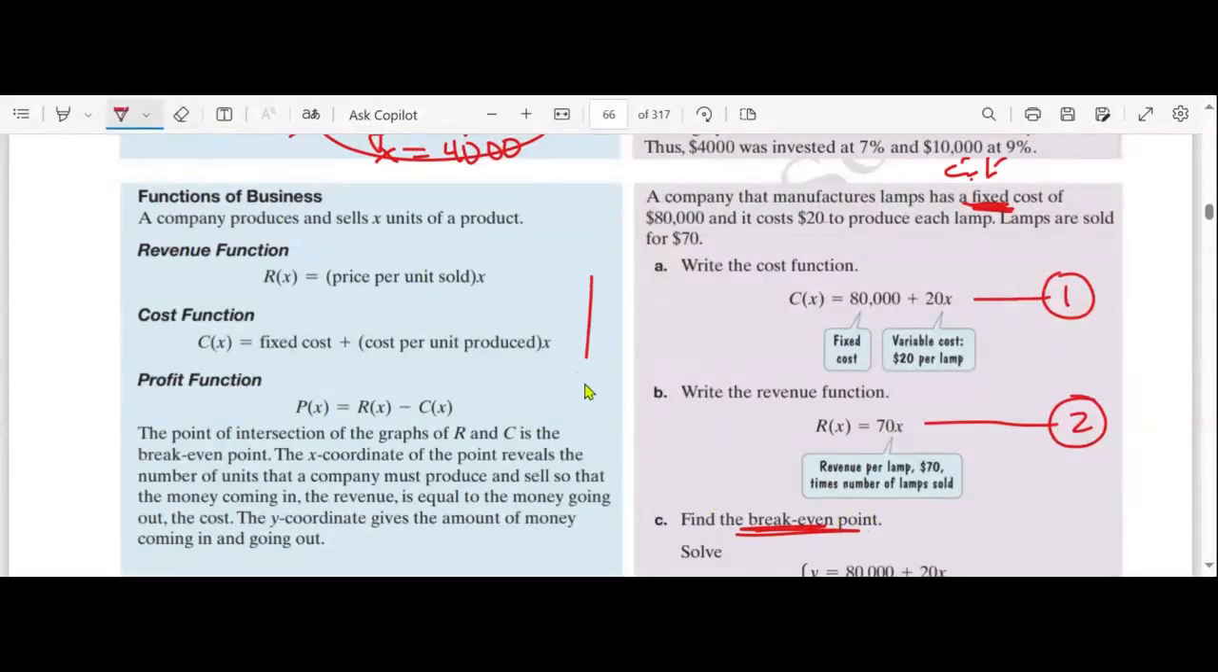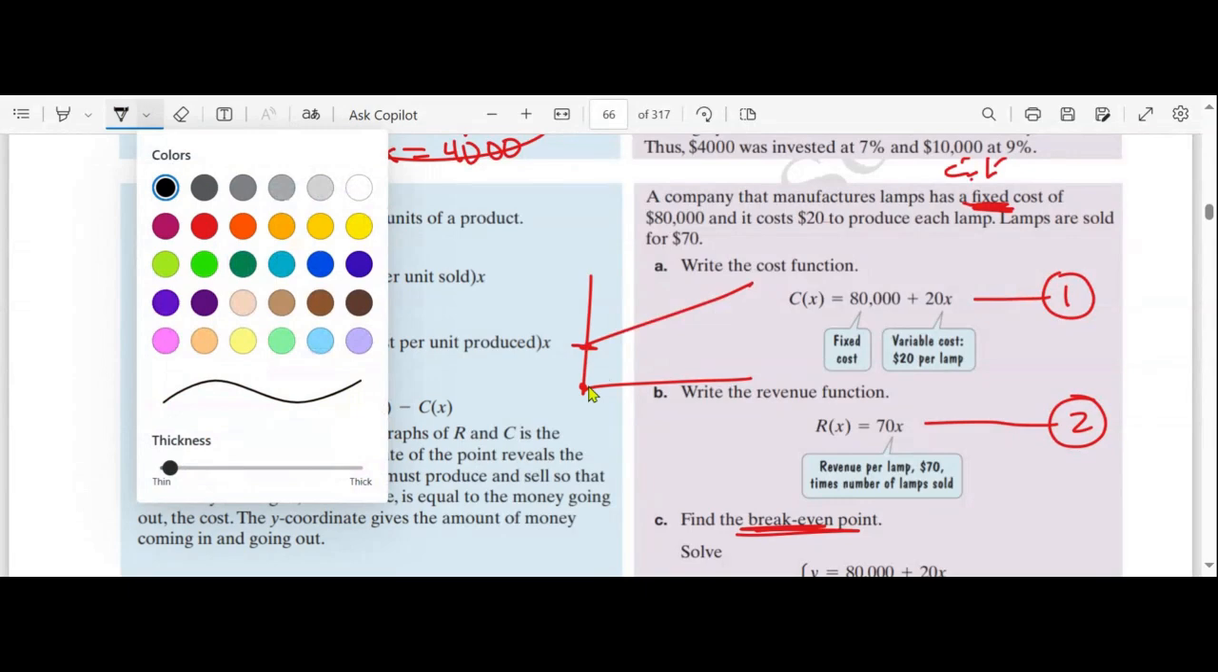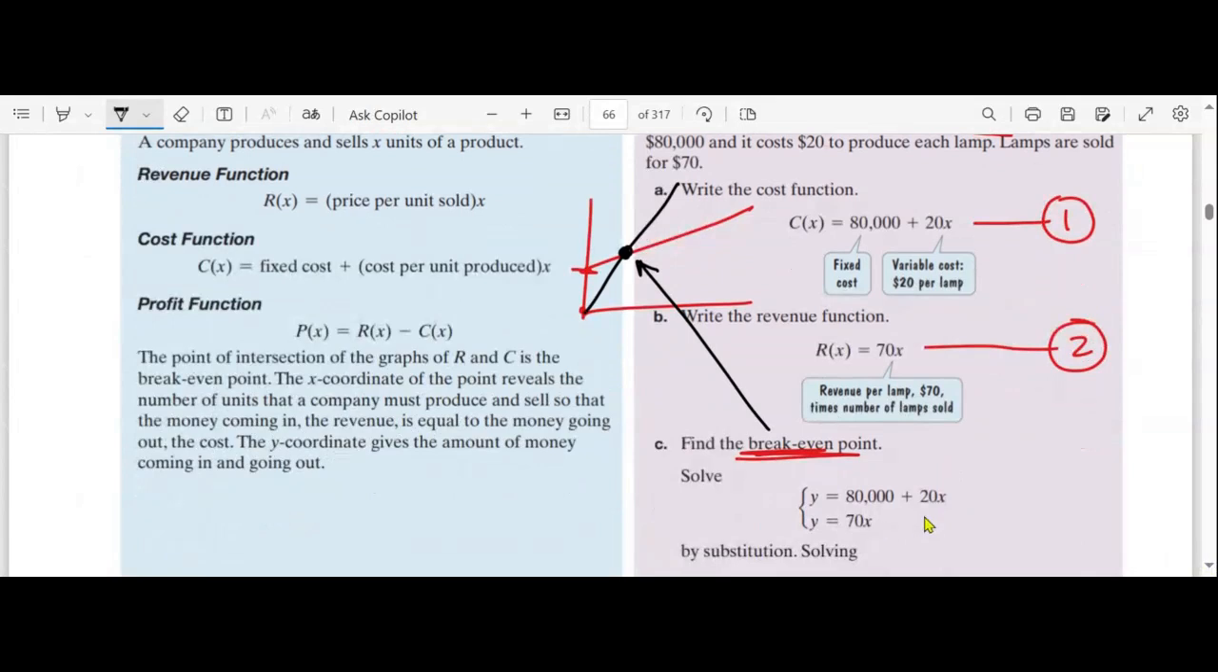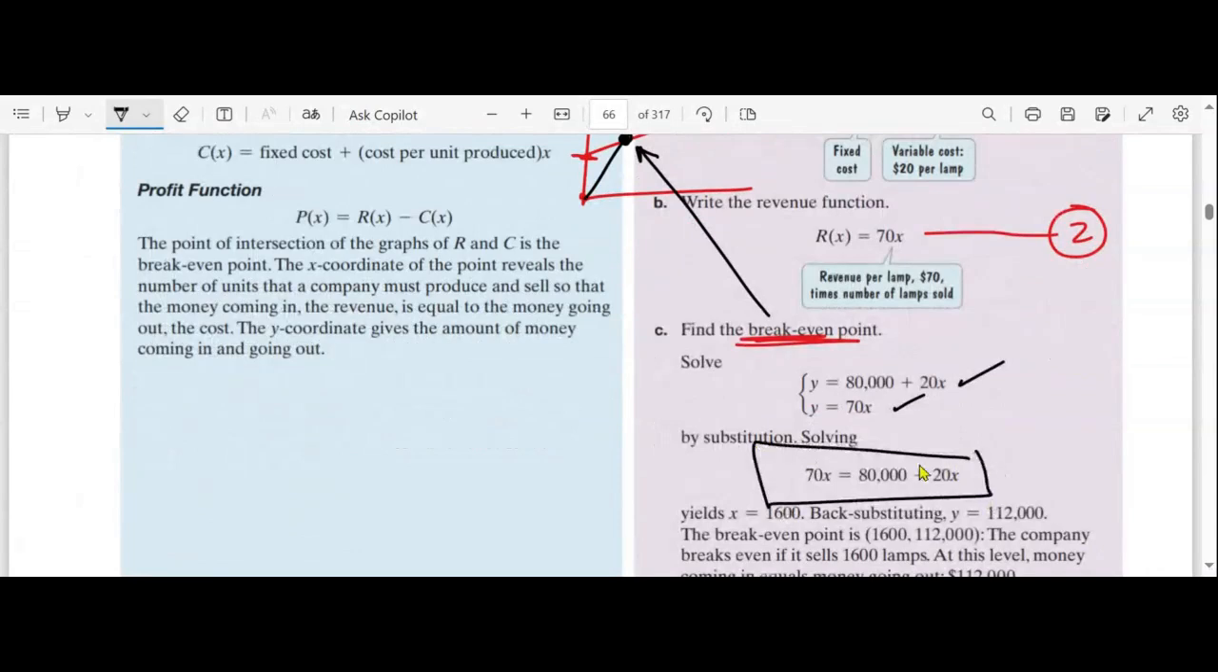What's the break-even point? Let's say, for example, I have a graph like this. The cost line is like this, and the revenue line is like this. Where they meet at one point, this point is called the break-even. That's when both of them are equal. Look, he put them equal to each other: the revenue equals the cost. And then he solved for X. And how much is X?